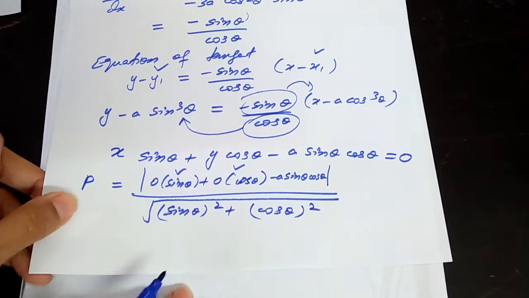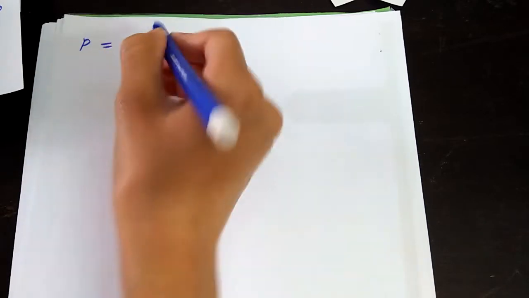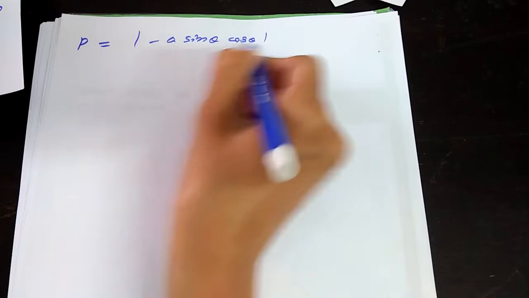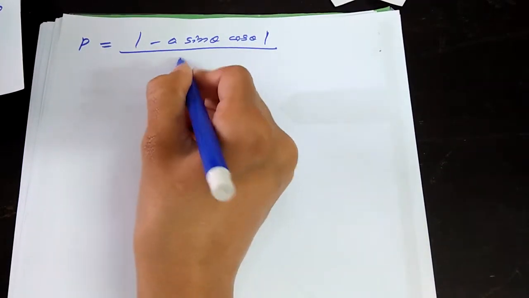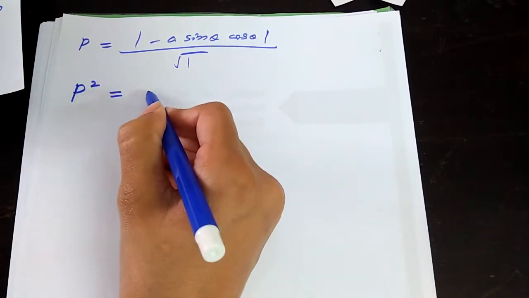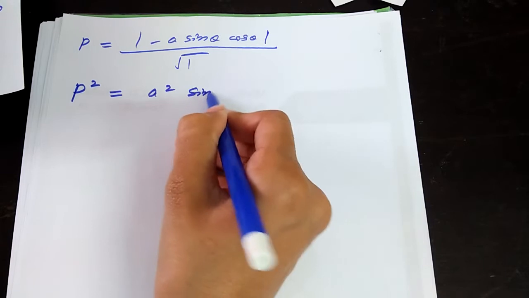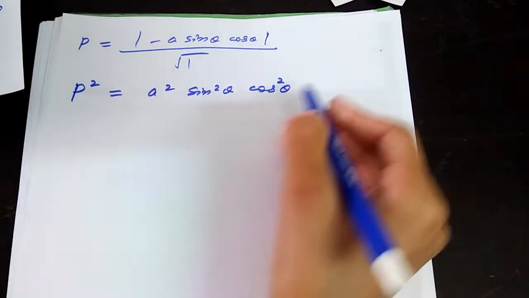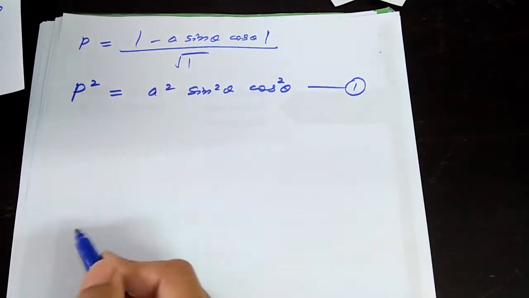We will get P equals ... divided by this one, that is equals to P square. If I take the square on both sides, I will get P square is equals to a square sine square of theta cos square of theta. Now mark it as equation number 1.